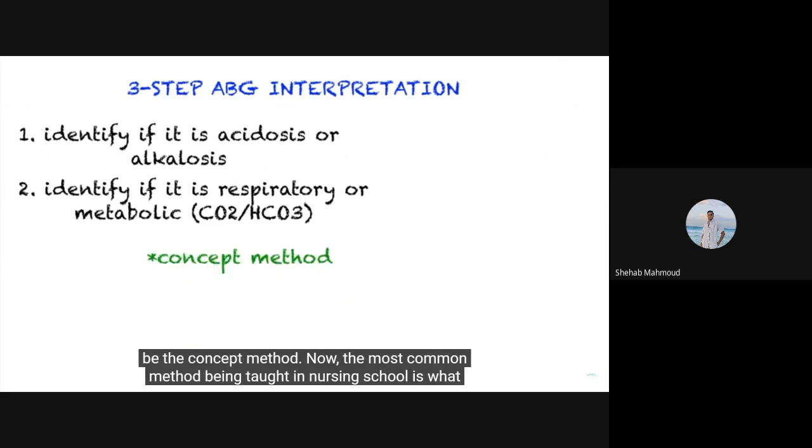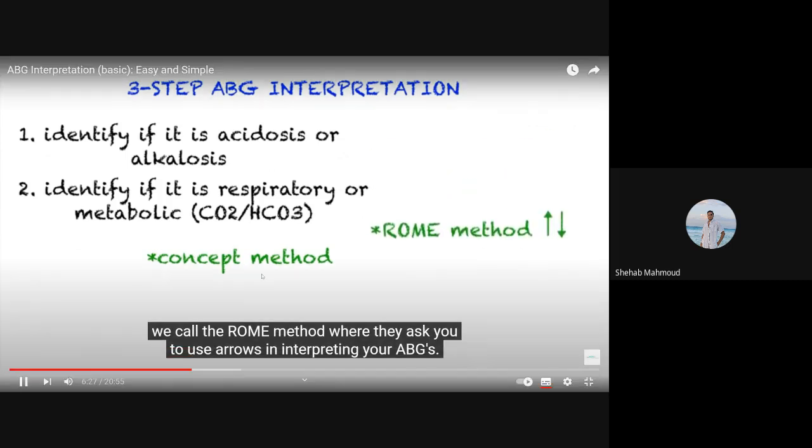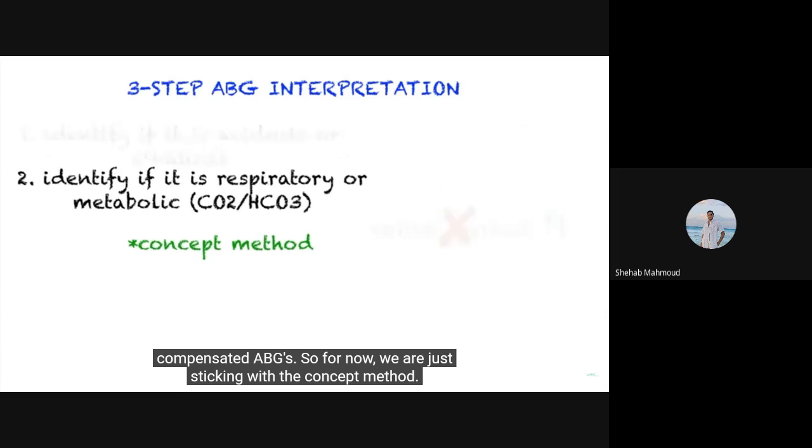Now, the most common method being taught in nursing school is what we call the ROME method, where they ask you to use arrows in interpreting your ABGs. However, we will not be using this here because the ROME method doesn't really work well for compensated ABGs. So for now, we are just sticking with the concept method.